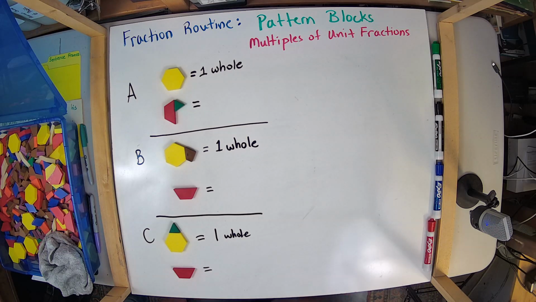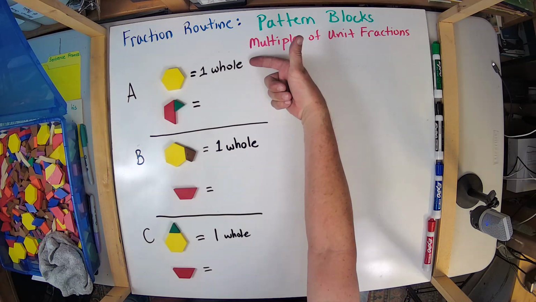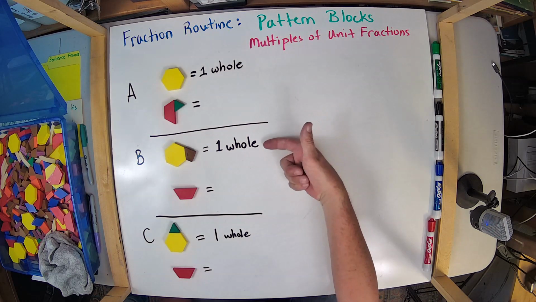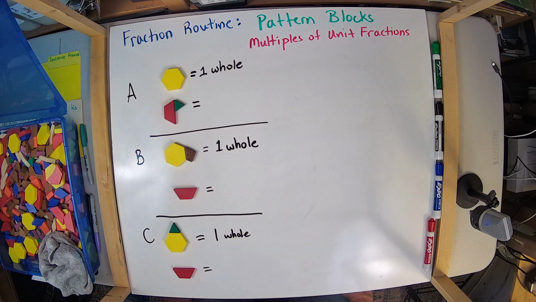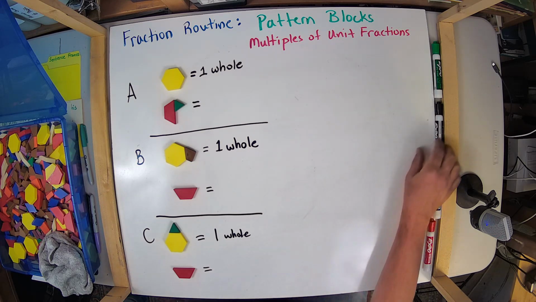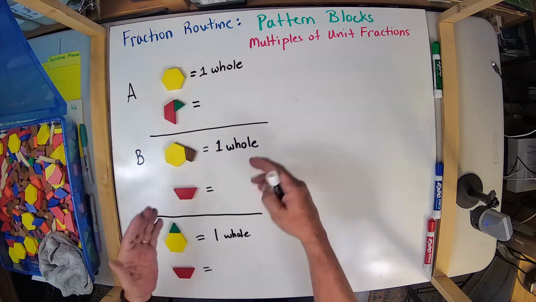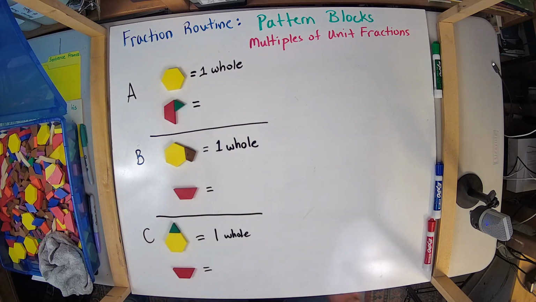Okay, so we've already talked about varying the whole, and here I have a whole defined as one yellow hexagon. Here I have a whole defined as a yellow hexagon plus the brown, what's that called? I forgot, trapezoid. Yes, brown trapezoid. And then one whole defined as the yellow hexagon plus the green equilateral triangle. Okay, so if that's the case, I'm changing what the whole can be defined as. I want to know what value is that.